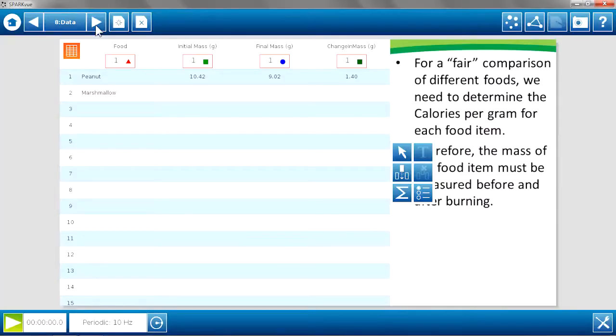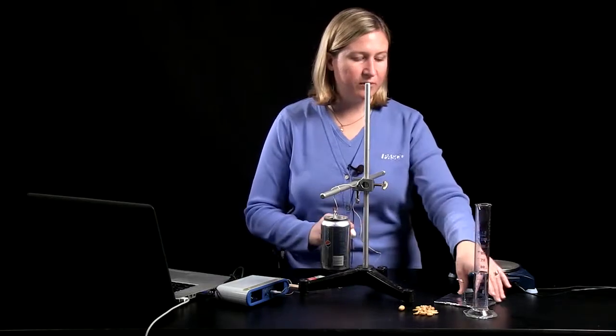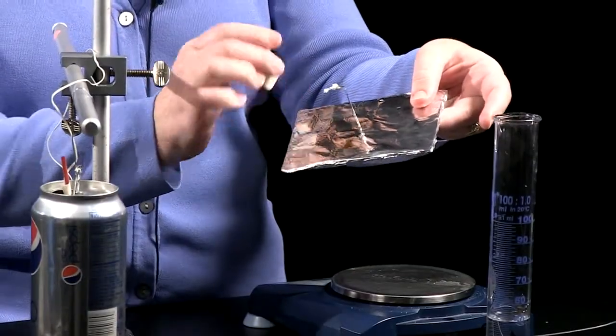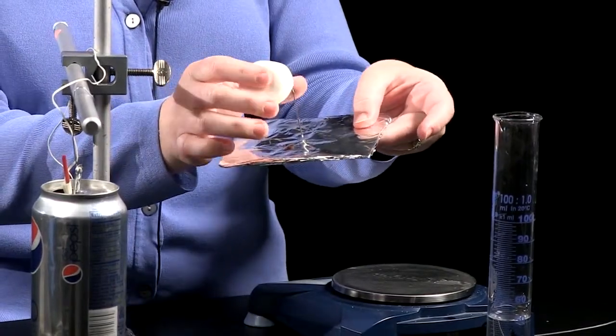So it's important to get the initial mass of the food before burning it. I'm using a simple food holder made from a piece of cardboard wrapped in foil, a paper clip to be the holder.